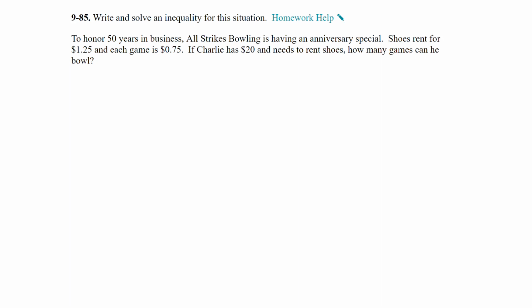Before we write and solve an inequality, we need to identify what it is that we don't know, what we're solving for. So we're going to write a let statement. How many games can he bowl is the question. So we're going to let G equal the number of games bowled.